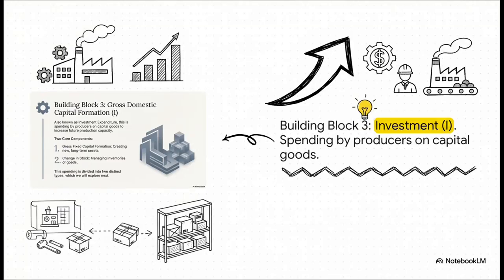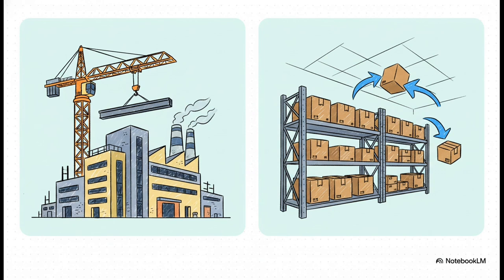Okay, our third pillar is I for investment. But quick heads up here. This isn't what most people think of as investment, like buying stocks or bonds. In economics, investment is very specific. It's about spending by businesses to build things that will help them produce more in the future. And this pillar is actually made of two pretty different kinds of spending. So let's break that down.